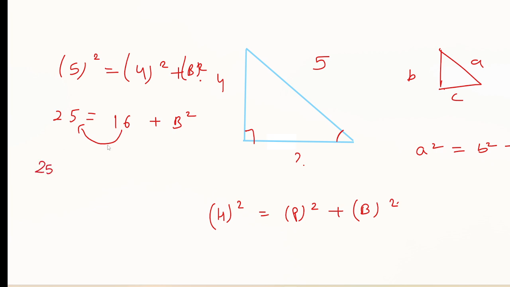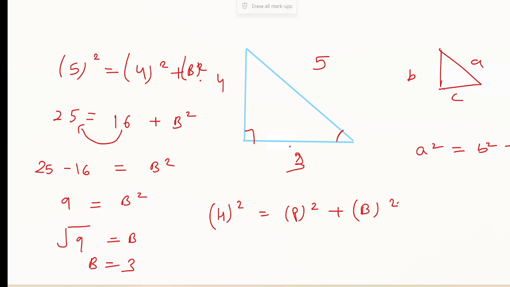So 25, this positive 16 will become negative because you moved it to the other side of the equal sign. So this will become 9, which is b square. If you take this square to the other side, this will become a square root, and b is 3, right? So this will be 3 units. That's how we can find any one side of a right triangle if two of them are given using the Pythagorean theorem.